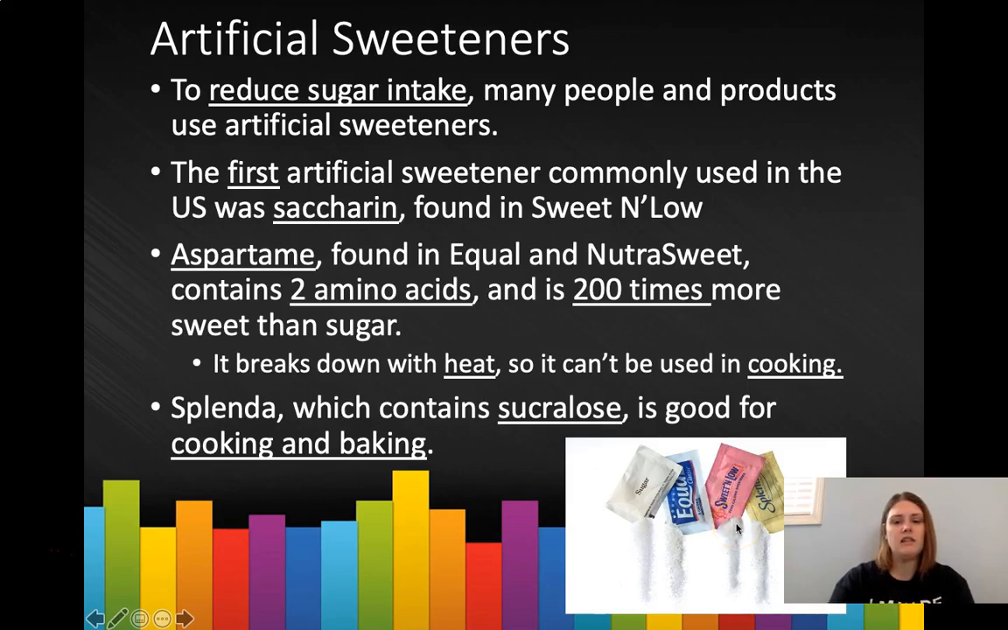Aspartame was used in Equal and NutraSweet, so that's the little blue packet. You might recognize these little packets from eating in a restaurant. Equal has 2 amino acids in it, which makes it 200 times sweeter than sugar. But amino acids break down when you cook them or heat them, so you can't really use these to cook with. And then Splenda stays together. Splenda was a really big deal when it first came on the market, because Splenda is considered a lot safer than Sweet and Low and Equal. And it stands up to heat, so you can actually use it to cook with and bake with.